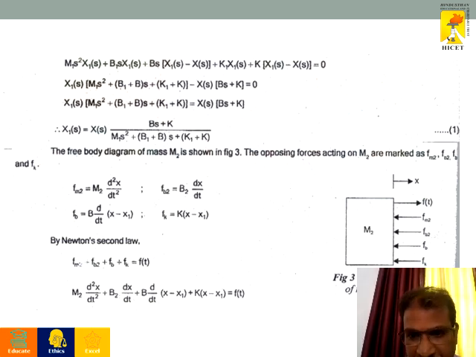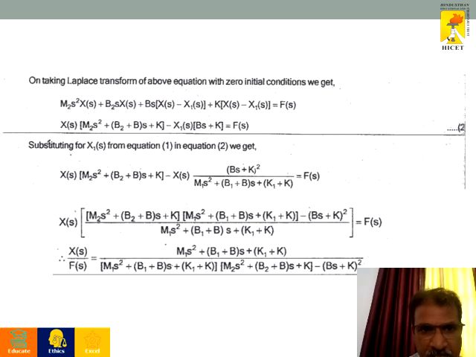Next we are writing the free body diagram of mass m2. Similarly, the applied force as well as the different opposing forces on that particular mass 2. We write the different equations which are related to the opposing force. Then using Newton's second law, we write the applied force is equal to opposing forces and we get an equation like this. Next we take Laplace transform for that equation and we write the equation in this form.